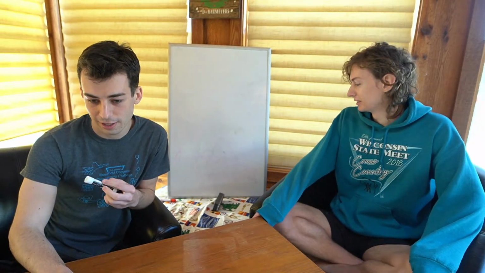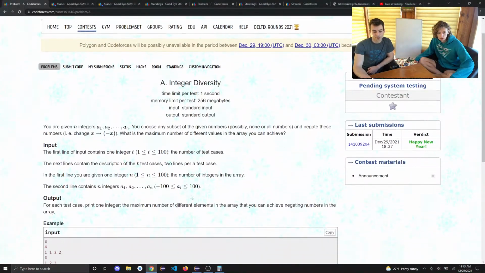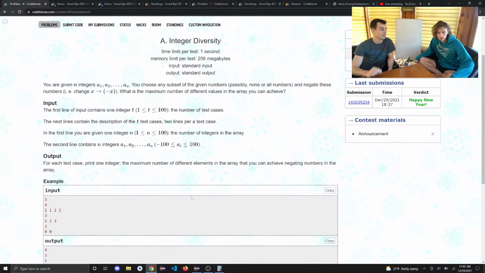Thomas, do you want to continue the tradition of starting problem A here? Yeah. Do you remember what it was? I can bring it up real quick. Yeah, bring it up. So here's the statement. Integer diversity. So you've got some array, and you can multiply some integers by -1, and you want the maximum number of unique integers.